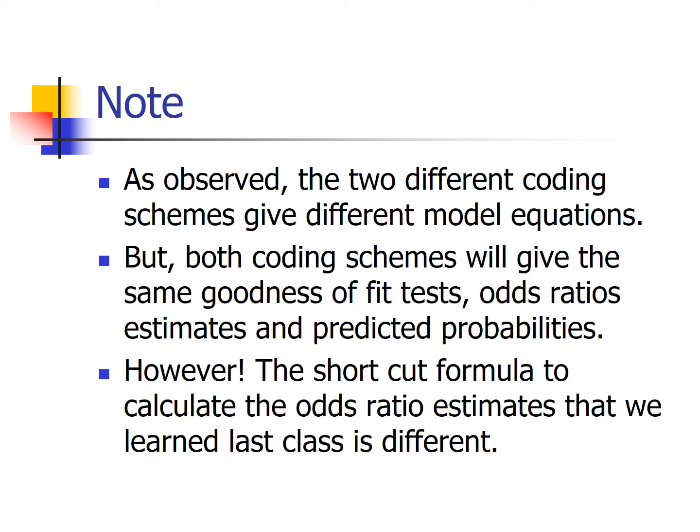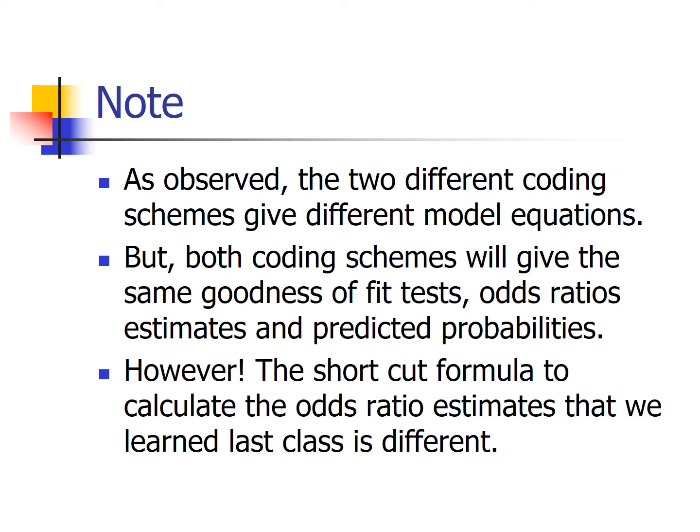So, as observed, the two different coding schemes will give us two different model equations. The coefficients are going to be different. Of course they're going to be different because the x's are defined differently. However, both coding schemes will, at the end of the day, give us all the same stuff in terms of what matters. They will give the same goodness of fit tests, the same odds ratio estimates, and the same predicted probabilities.